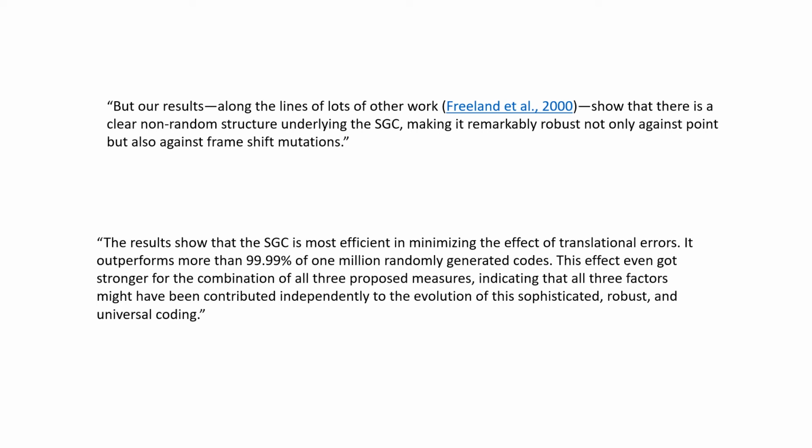And that's what this paper is saying about the genetic code, that it is amazing in each of the measures separately. But when you take the combination of all three measures together, it turns out that this code is an amazingly efficient, a remarkable code.